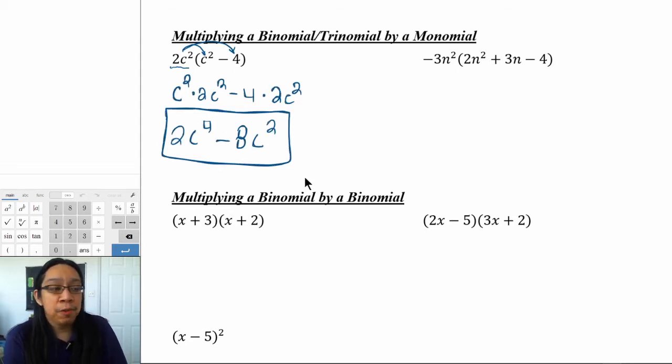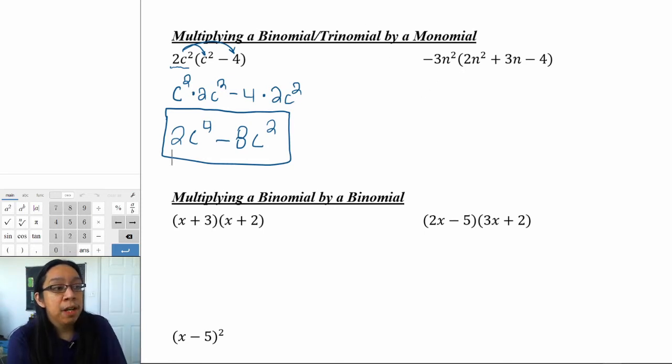So it's not a lot of work. Really, all you have to keep in mind are an exponent property here and there, and definitely being careful when multiplying coefficients. Let's go ahead and see that again, but now let's look at something that's a little bit bigger. So here we have negative 3n squared times 2n squared plus 3n minus 4. So now this time we're multiplying a trinomial by a monomial.